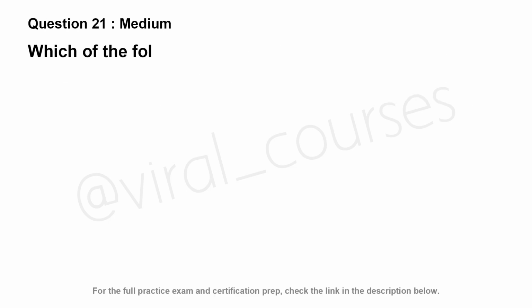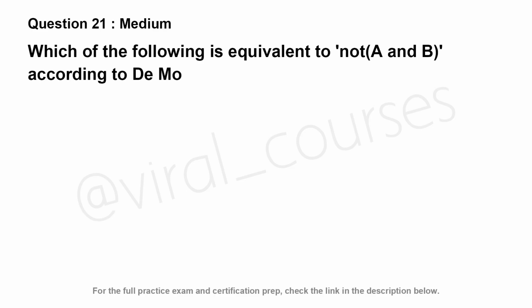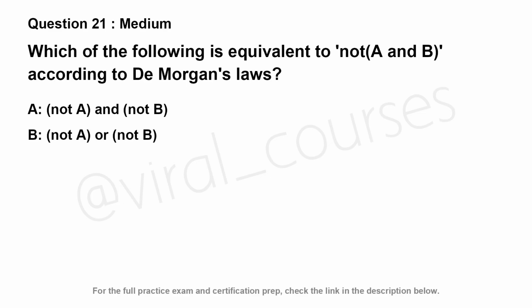Which of the following is equivalent to not (A and B), according to De Morgan's laws? Option A, not A and not B. Option B, not A or not B. Option C, not A or B. Option D, A or B.